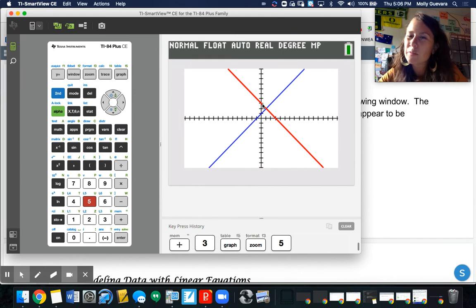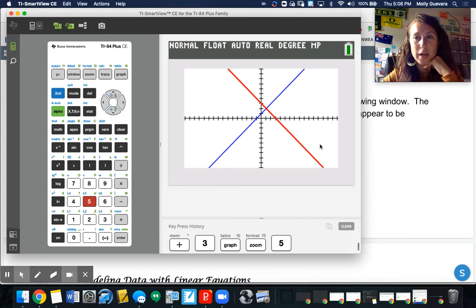So make a note to yourself for example 8. When it says, do they appear to be perpendicular, I would say not with the standard window, which is what we had earlier, because the screen is rectangular. But with the square window, they do.